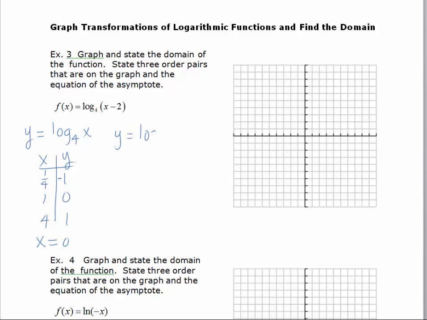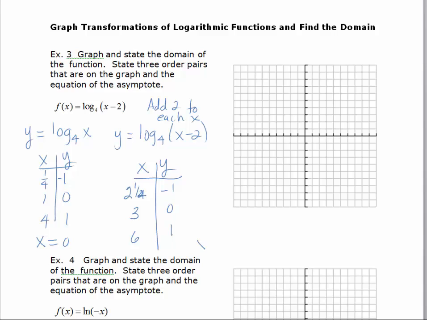Now to graph y equals the log base 4 of x minus 2, think about what type of transformation that is. Subtracting 2 from inside is going to be a horizontal shift to the right. We're going to add 2 to each x value, so the y values stay the same. So 1/4 plus 2 is 2 1/4, 1 plus 2 is 3, and 4 plus 2 is 6. Also, since I'm adding 2 to every x, I also have to add 2 to my asymptote, so it's x equals 2. So 2 1/4, down 1; 3, 0; and 6, up 1. I have a vertical asymptote that has been shifted over 2 units. I'll draw that in and connect these points with as smooth a curve as I can, approaching that vertical asymptote but not hitting it.